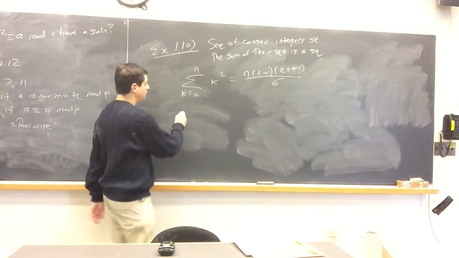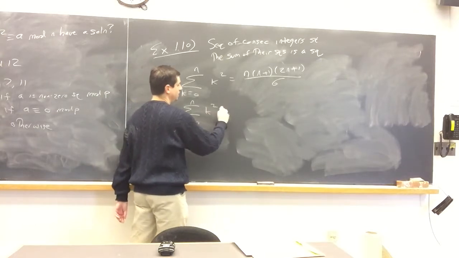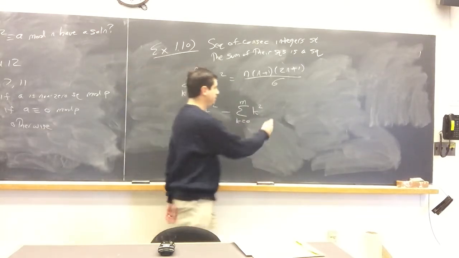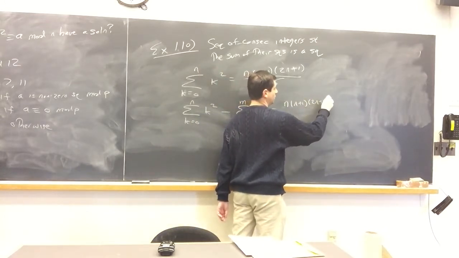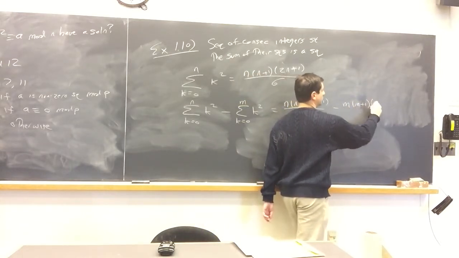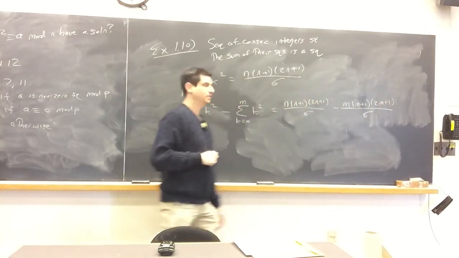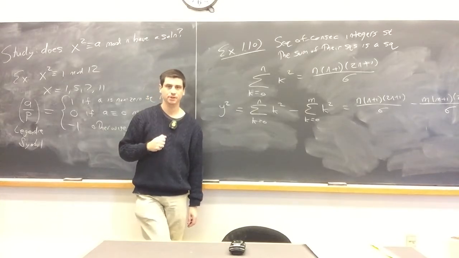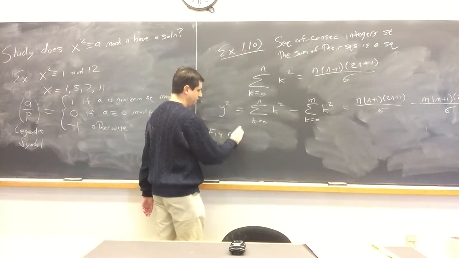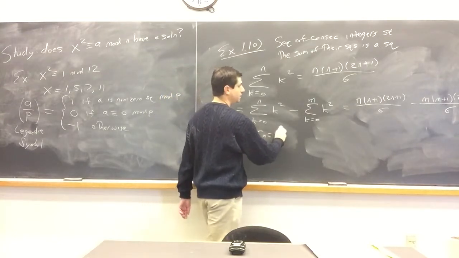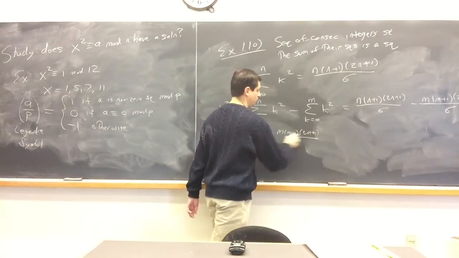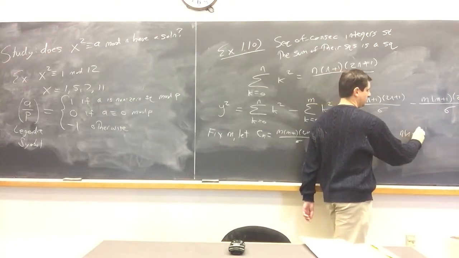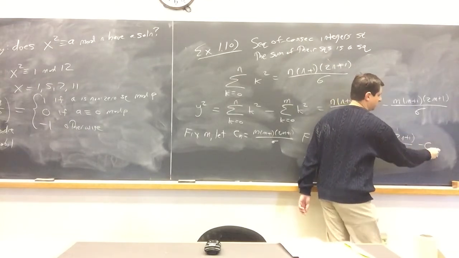And so if I want to sum consecutive squares, I could look at the sum k goes from 0 to n of k squared minus the sum k goes from 0 to m of k squared. And this would be n plus 1, 2n plus 1 over 6 minus m plus 1, 2m plus 1 over 6. And the question is, can I find a choice of n and m such that this is a square? Or we might say, fix m. Let C sub m be m plus 1, 2m plus 1 over 6. Find n and y such that y squared equals n plus 1, 2n plus 1 over 6 minus C sub m.